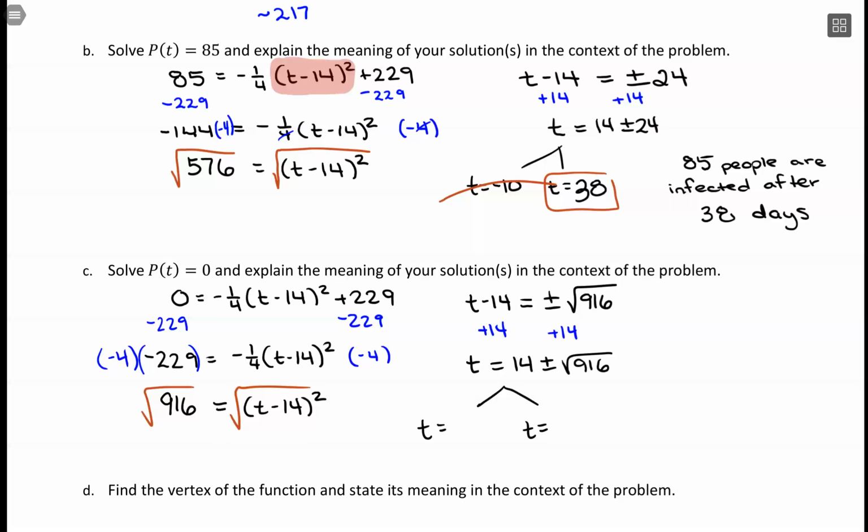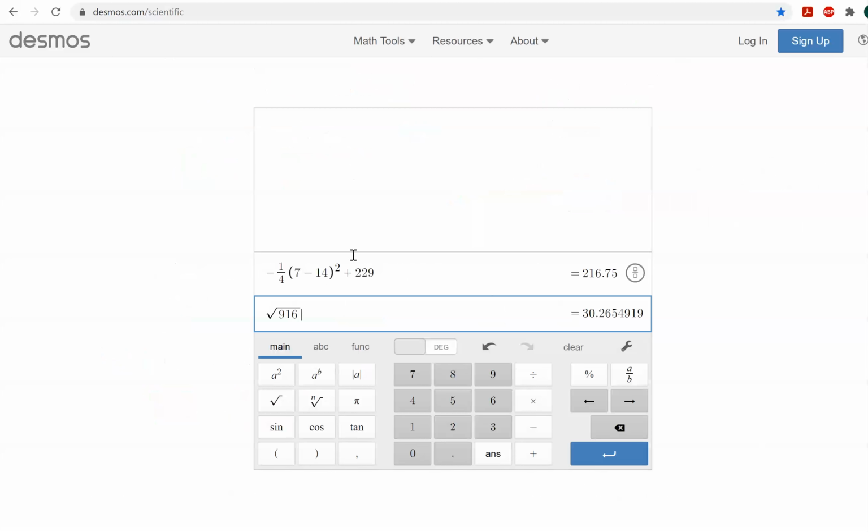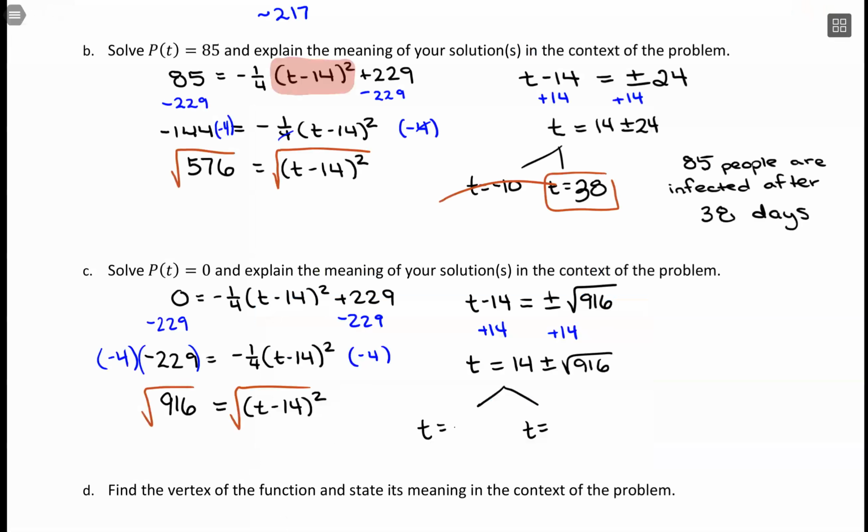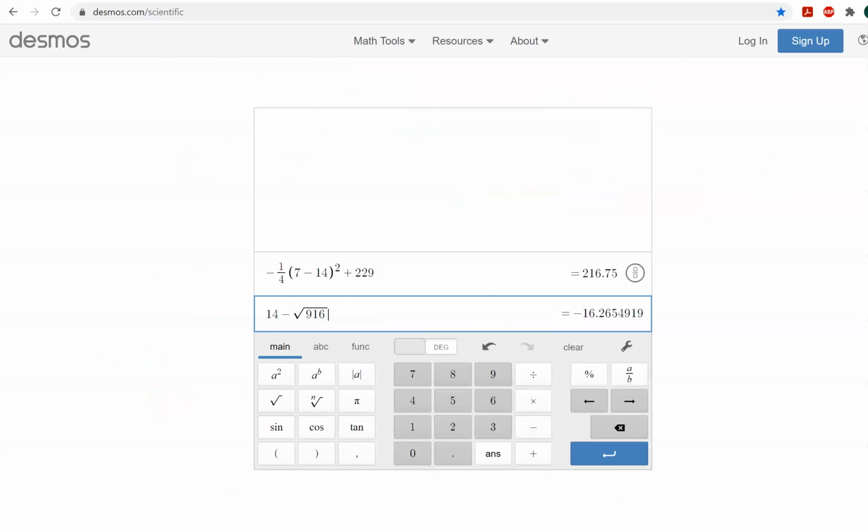So looking at the subtraction between the two numbers, 14 minus the square root of 916, I can see that it's negative 16 point something. I'll go ahead and round this to 2 decimal places, so negative 16.27. I'll write that down. And then I want to look at the addition of the two. This is where I love this calculator, because you can just click and edit right there. You don't have to retype everything.